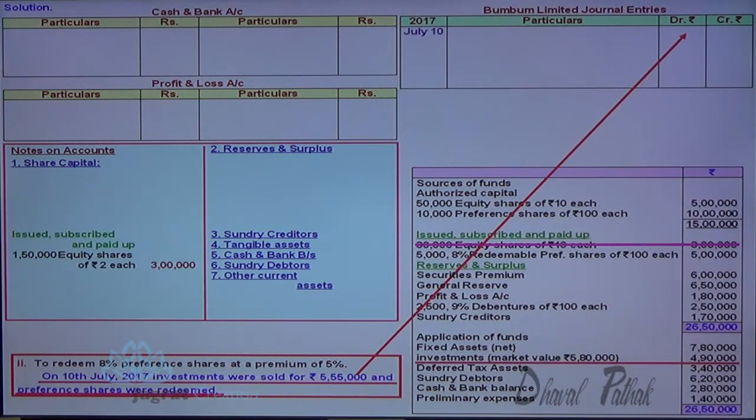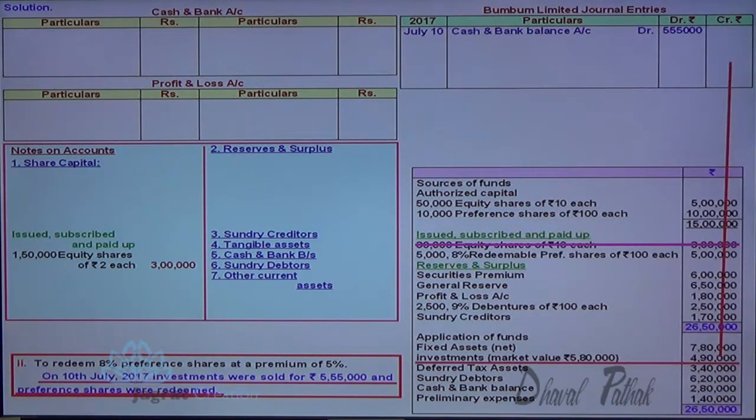So here investments are sold: cash and bank account debit, to investment account credit, to profit on sale of investment credited to profit and loss account.